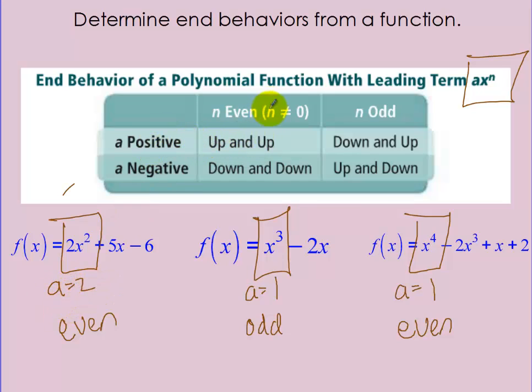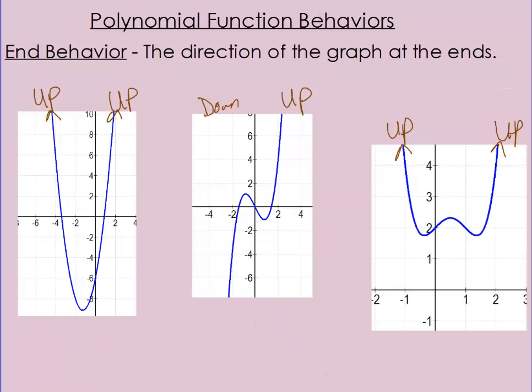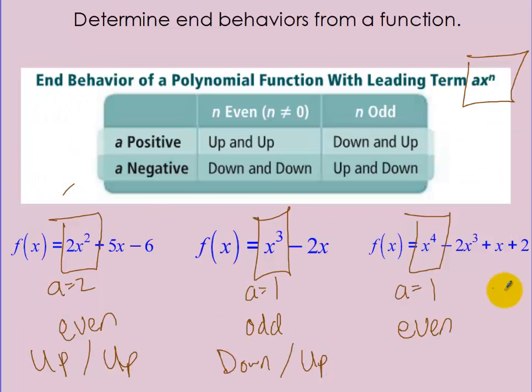So in this case, where a is 2, so a is not equal to 0, a is positive, and the degree is even, it's going to be up and up, which is what we saw in that last graph. This was up and up. In this case here, a is positive, but the degree is odd, so it's going to be down and up. So down on the left, up on the right, which was the case we saw here. For the last one, again, a is positive and it's an even degree, so it's going to be up and up. And that's what we saw with the picture of the graph, up and up. So you follow that chart, you don't have to graph, and you can classify the end behavior.